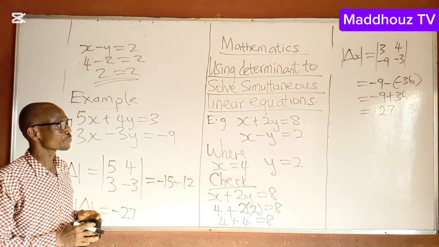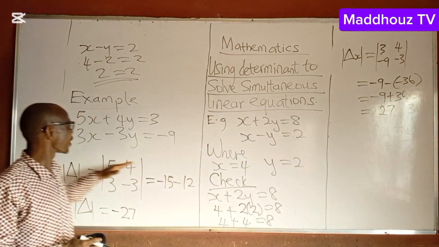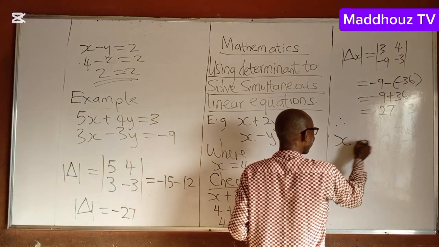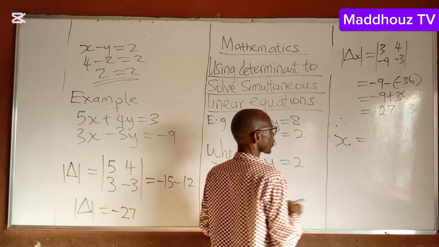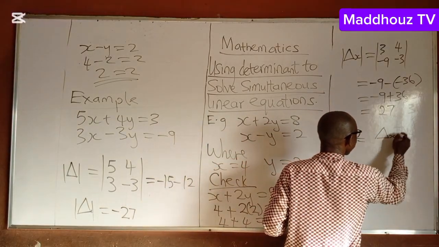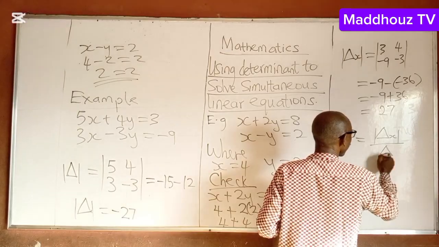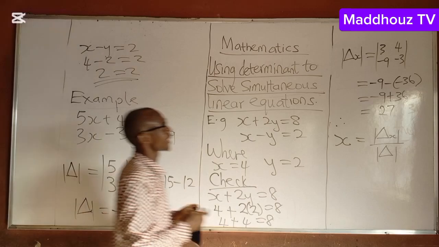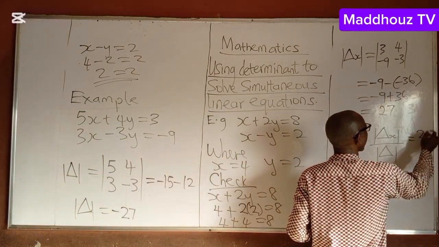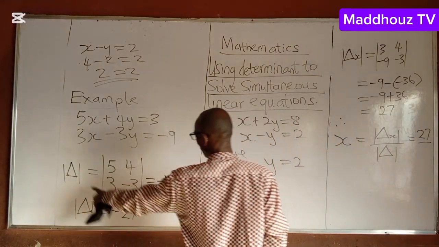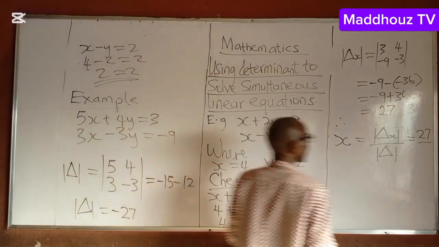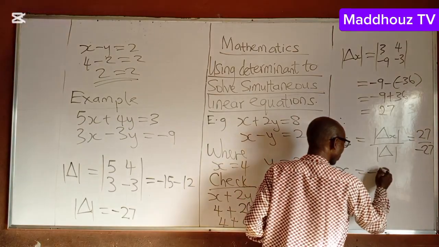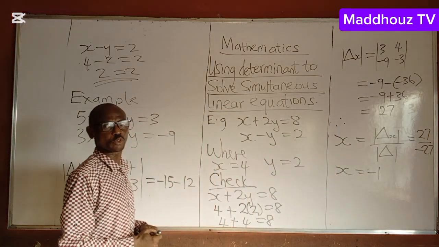Now let's look at that. How do we find the value of our x now? To find the value of x, we say therefore x is equal to the x determinant divided by the determinant of the matrix. Our x determinant is equal to 27, and the determinant of our matrix, when calculated, is minus 27. So the value of our x is equal to minus 1.